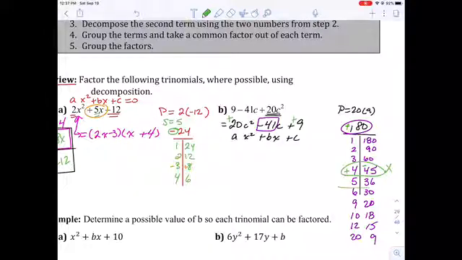Now let's look at 5 and 36. Could I make a 5 and a 36 into a negative 41? Sure, if they were both negative, and two negatives make a positive. So I really had to think about that one. And my answer is, my proper terms are negative 5x and negative 36x.